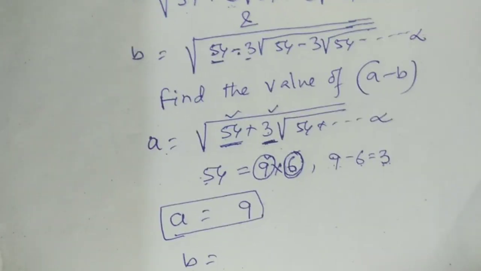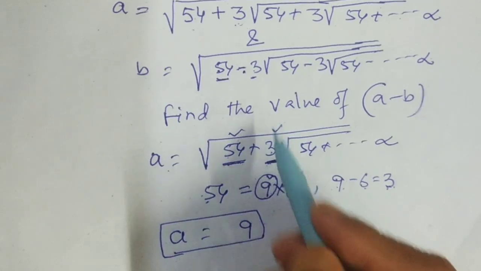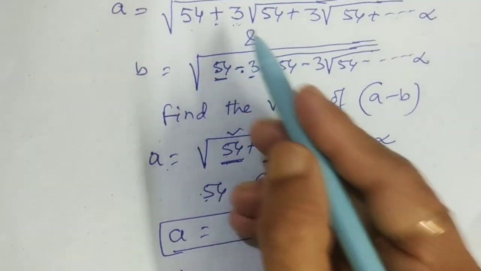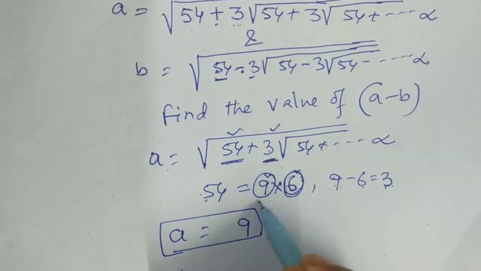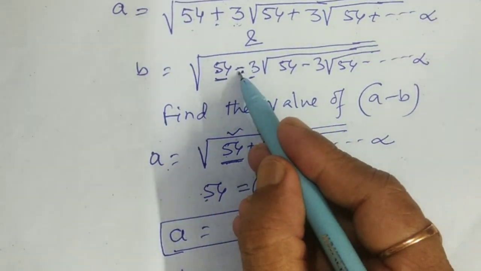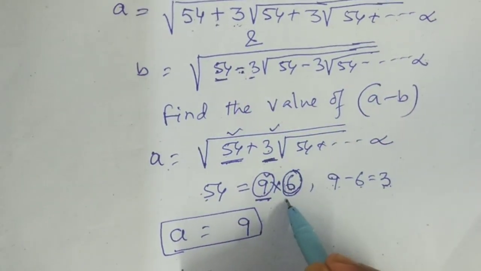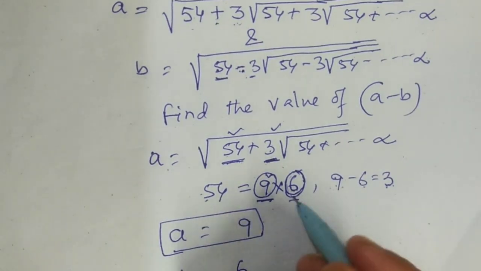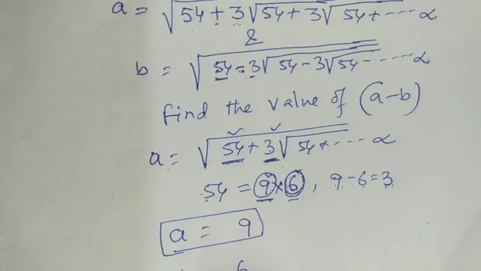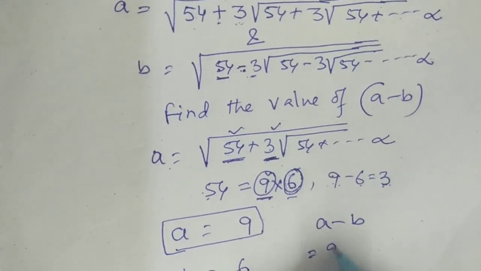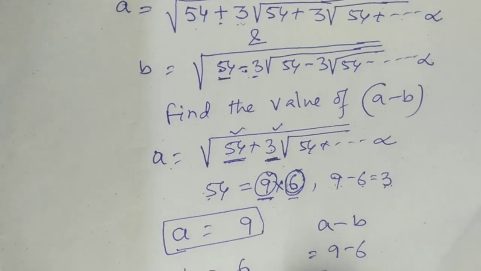If the sign is positive, then we have to choose the bigger factor. But as the sign is negative, we will choose the smaller factor. So b is equal to 6. B is equal to 6. So what is the answer? A minus b is equal to 9 minus 6, 3.